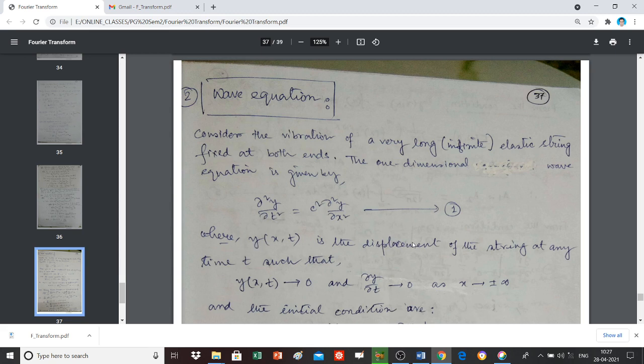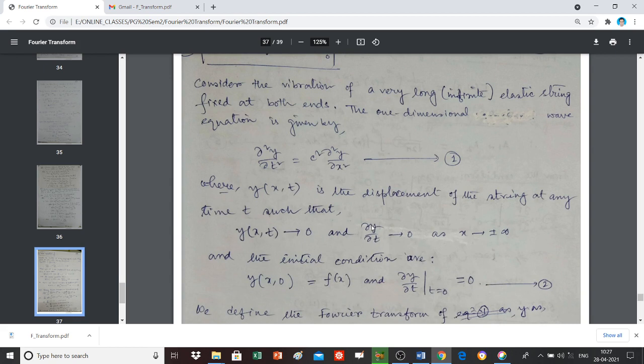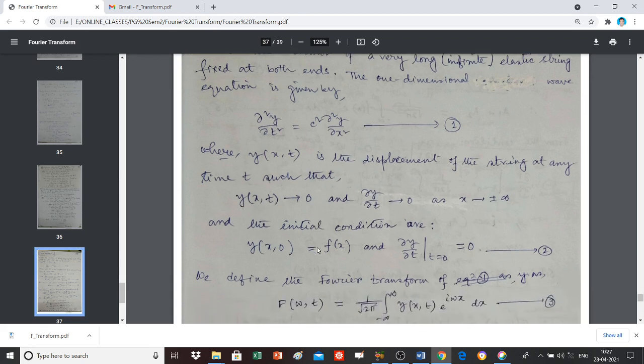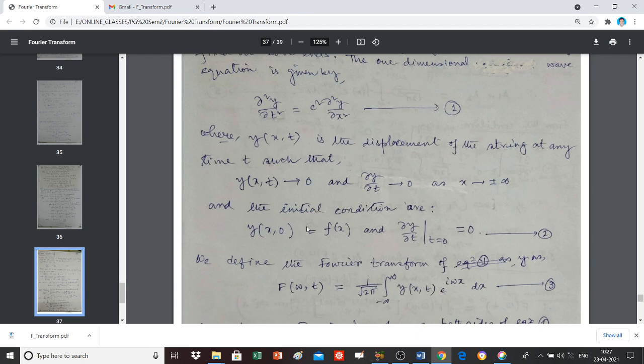Here y of x, t is the displacement of the string at any time t, such that y of x, t tends to 0 and del y by del t tends to 0 when x tends to plus minus infinity. That means when x is equal to plus minus infinity, the displacement should vanish as well as its derivative with respect to t. This is one condition. Another is the initial condition: when t is equal to 0, y is a function of x only, y of x, 0 is f of x, and del y by del t at t equal to 0 should also be equal to 0.